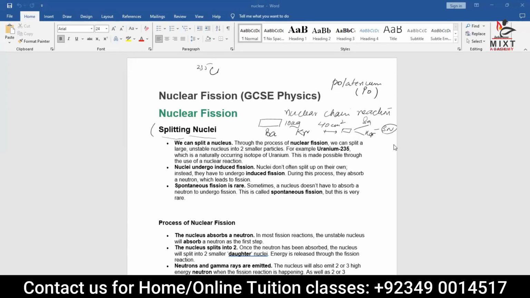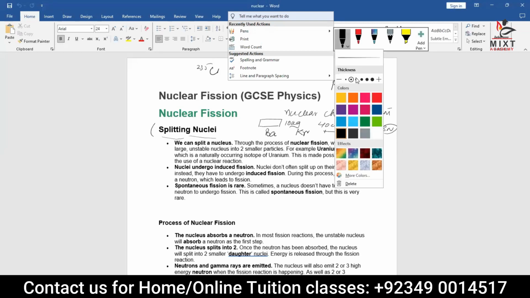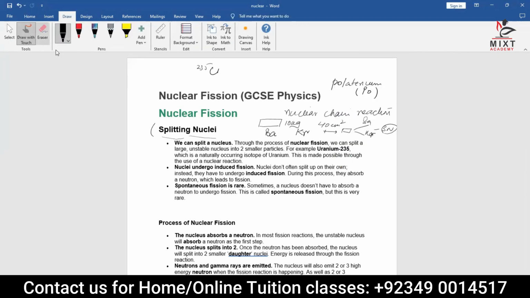We have done the alpha, beta, gamma radiation and gone through the properties and characteristics of alpha, beta, gamma radiation. Today we will proceed with a new topic in the same chapter, and that is nuclear fission or fusion.